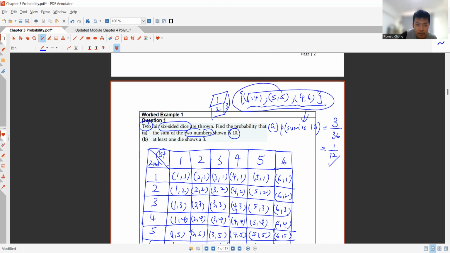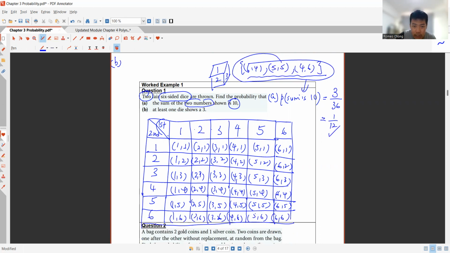Then for the next question, there is not enough space, maybe I do it up here. So for B, you want at least one die to show 3, meaning that it can have one die showing 3 or two dice showing 3. This one is quite easy. If you look at the table, just look at the row and the column with 3, which is this one and also this one. Of course, there is one overlapping. You just write it one time, you don't need to write it twice.